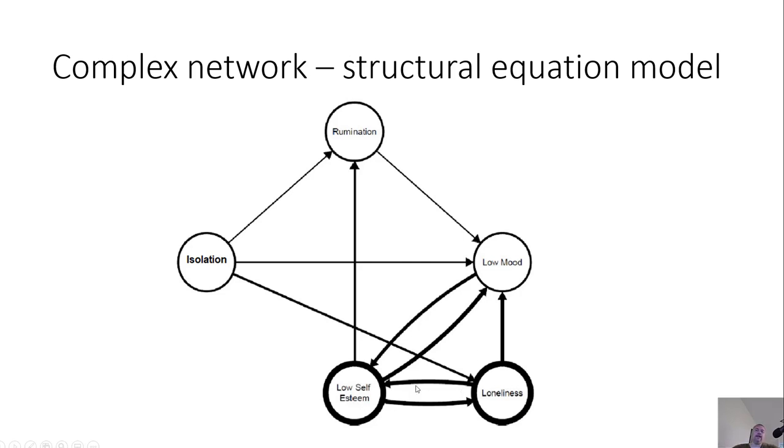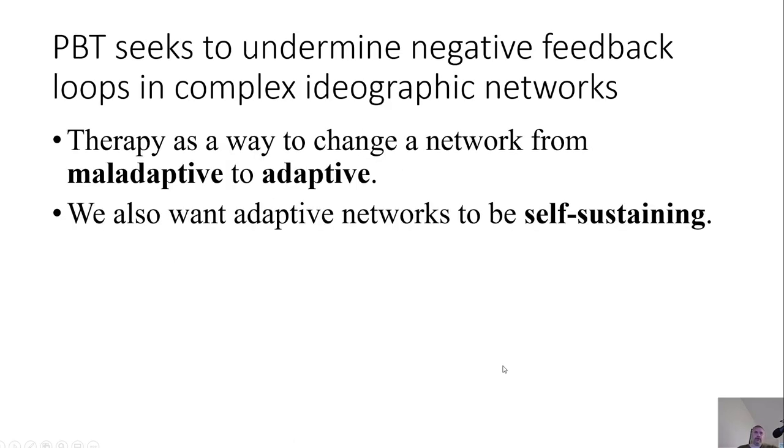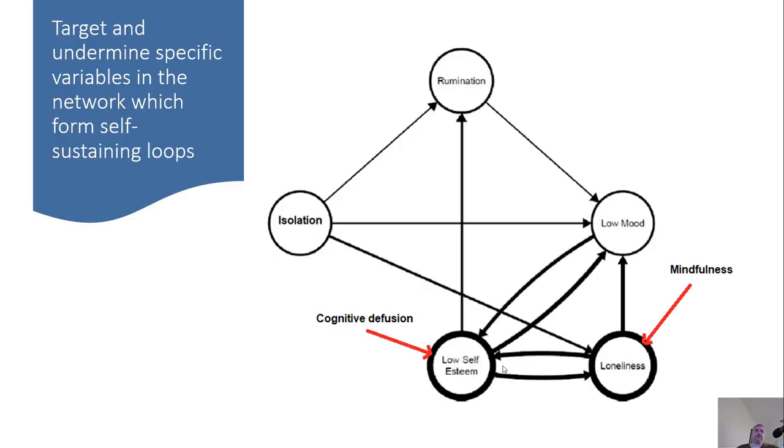Now, if I identified this through my research data, I'd publish a paper, and my advice to therapists is we need to target these very strong reinforcing networks. So it's less about rumination and more about this. We're trying to undermine this network and lead to more adaptive and reduce the maladaptive processes within the network. So that's exactly what we're trying to do. We're trying to change the network from maladaptive to adaptive. We also want adaptive networks to be self-sustaining. So we want to change the network to be self-sustaining, and we want it to be more adaptive.